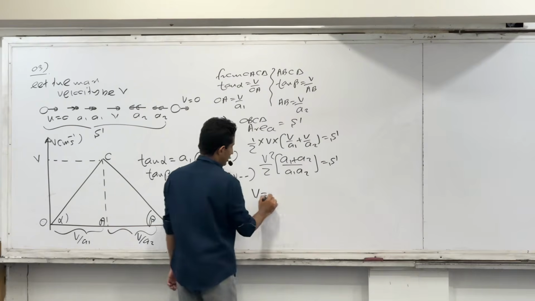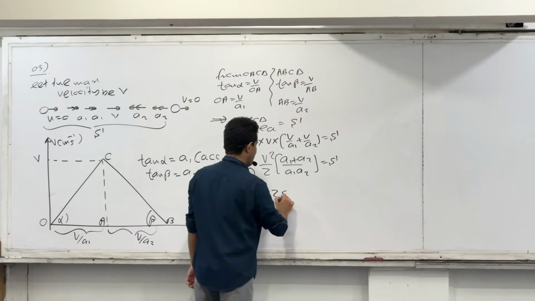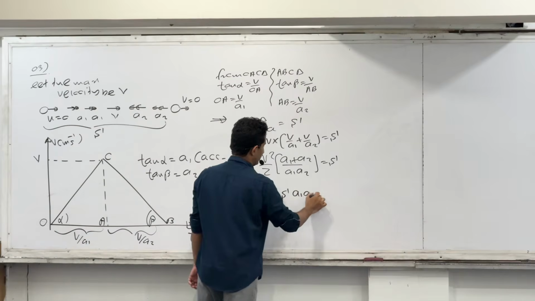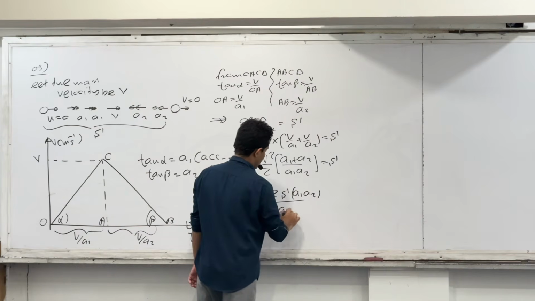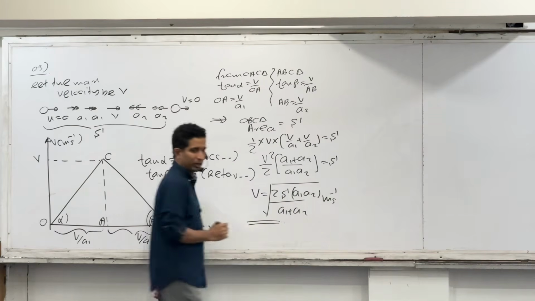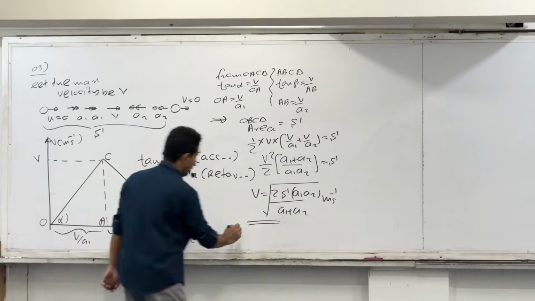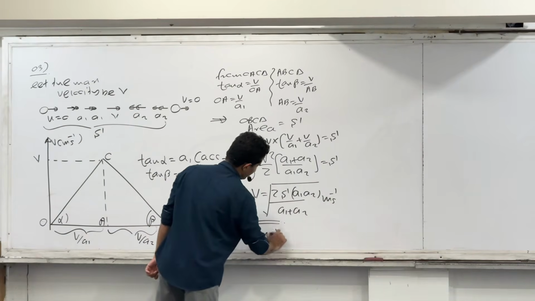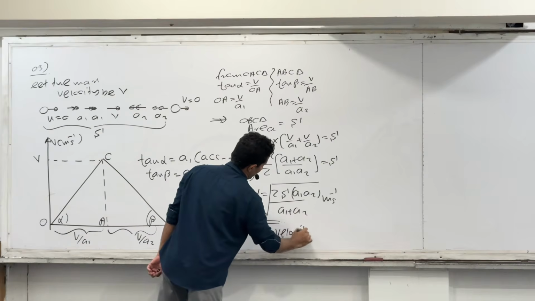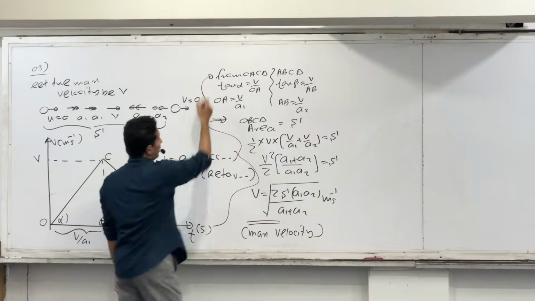Now v equals the square root of 2S times a1 a2 divided by (a1 plus a2). This is my maximum velocity.